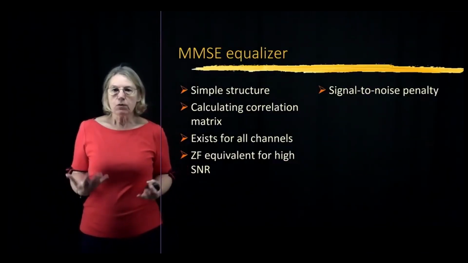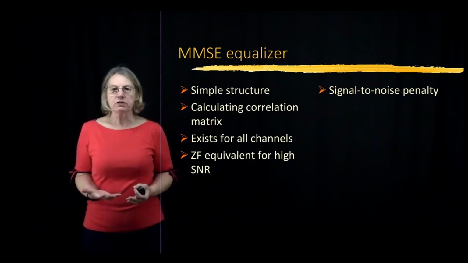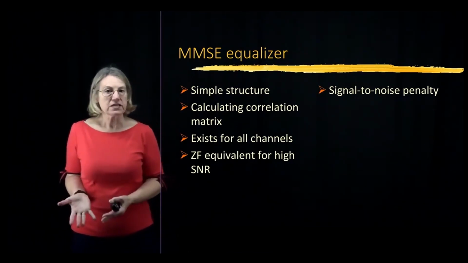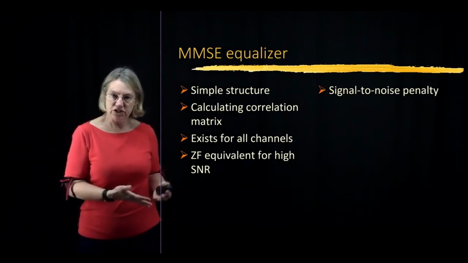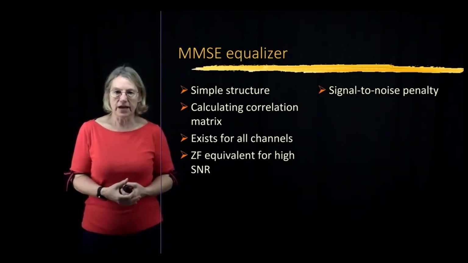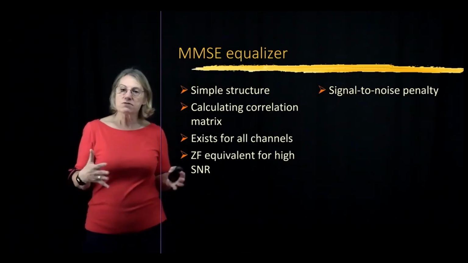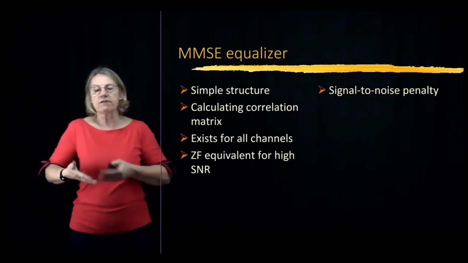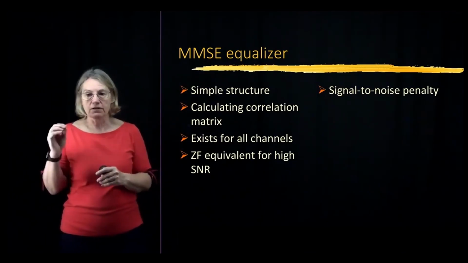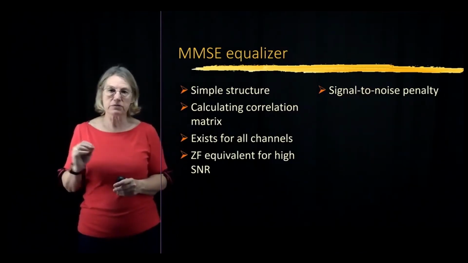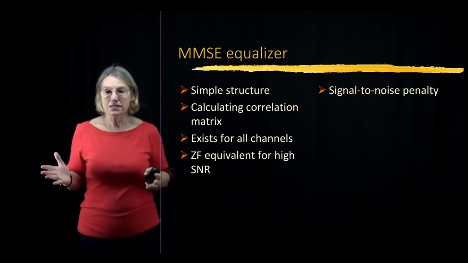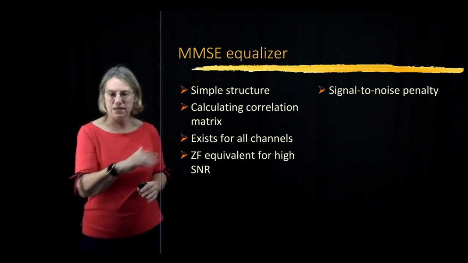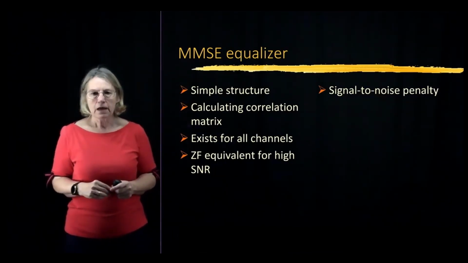So the MMSE equalizer has a simple structure. We have to calculate the correlation matrices in order to find the coefficients of this equalizer. What's nice is it exists for all channels. In the zero forcing, when we essentially are looking for the inverse of the channel frequency response, a channel frequency response with deep nulls, it didn't exist. Well, that formulation doesn't happen here. It always exists, the MMSE filter.